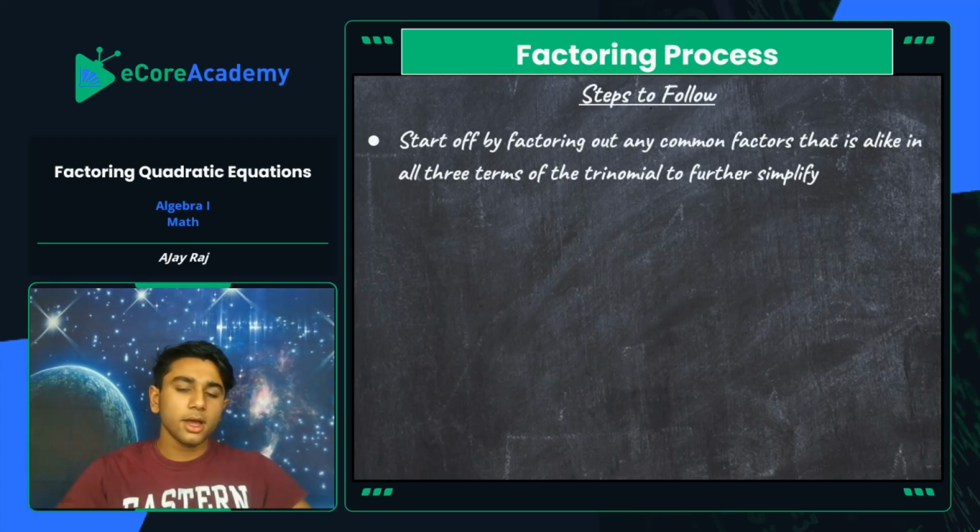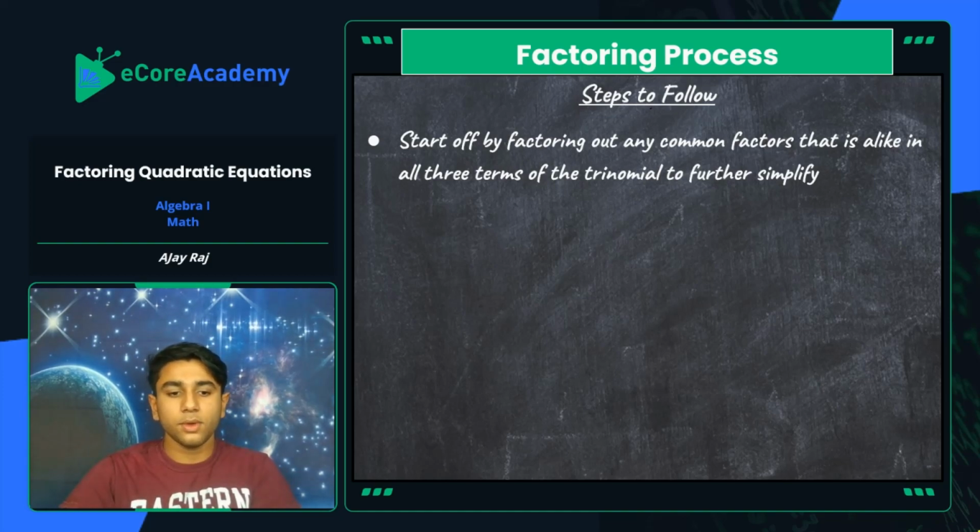Let's start off by going in order on how exactly we would approach a problem. When we're given an expression or a quadratic equation, ax squared plus bx plus c, we're going to start off by factoring out any common factors. It's going to be alike in all 3 terms of the trinomial in order to factor it out.